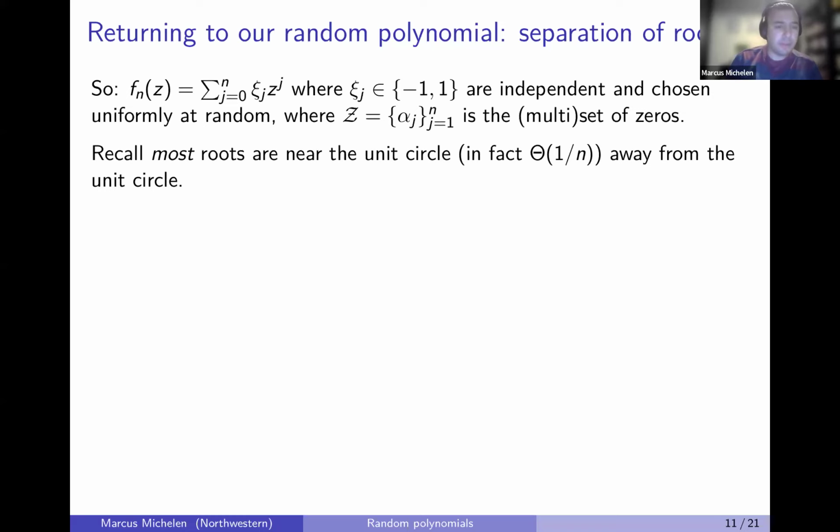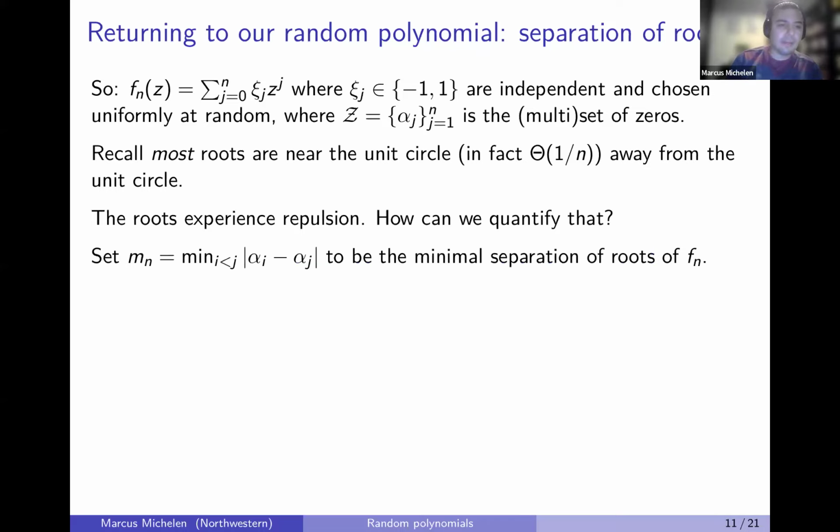Recall most roots are near the unit circle, and the roots experience repulsion. So if I want to capture the repulsion, one thing I can do is try to understand the smallest distance between an adjacent pair of roots. So let's take a look at the minimal separation of roots of Fn. And I want to note the way that I wrote this, if I did have a double root, then this minimum separation would be 0.